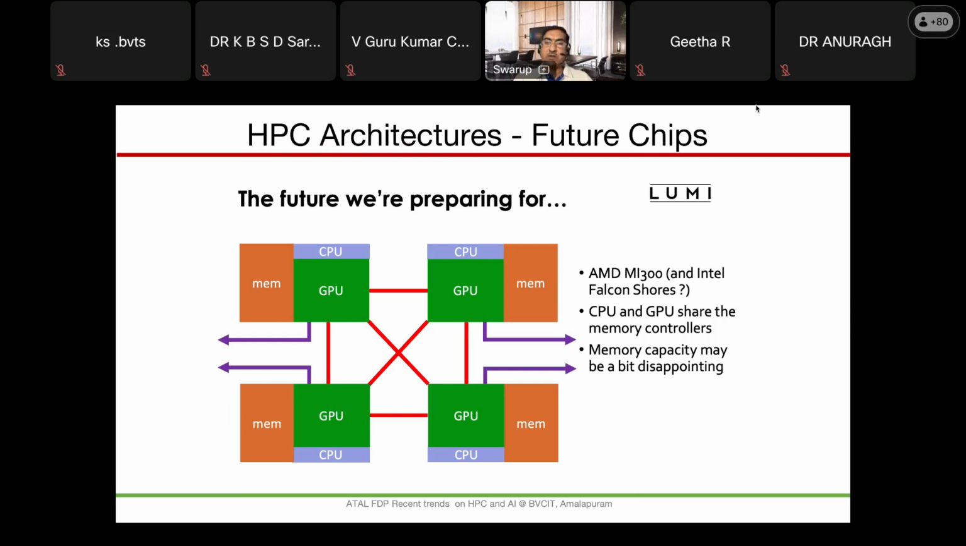So what we want in the future is a GPU and CPU accessing the same memory. You are able to utilize the entire memory, whatever system memory is there. So that is what we want. Okay, that is the future.